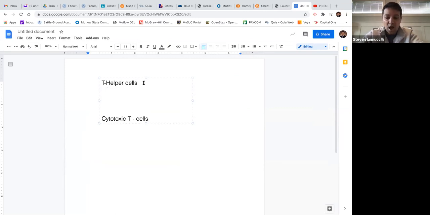Okay, I said before that T helper cells are like whistleblowers. They see an antigen and they produce a label for the antigen. Okay, so let's say here's an antigen. All right, this is something that can make you sick. A T helper cell kind of blows the whistle on this by producing little tiny proteins, and they stick these little proteins on the surface of the antigen.